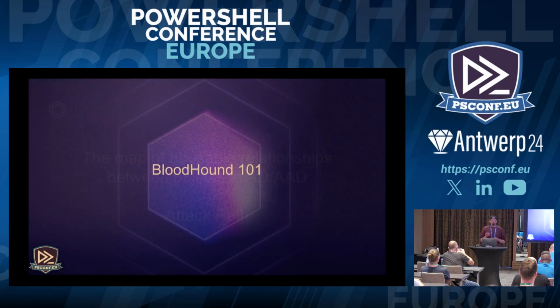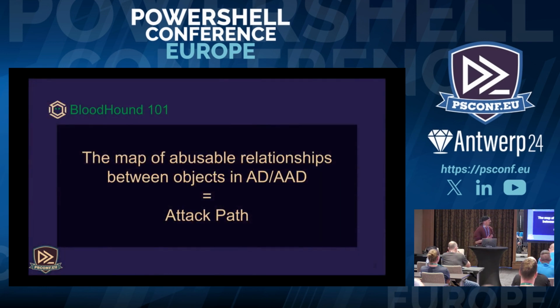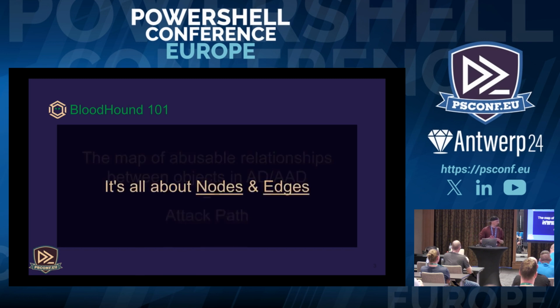So Bloodhound 101. What is Bloodhound? Bloodhound basically draws the map of all the abusable relationships between objects in AD and in Entra ID. That's what we call an attack path. And not only does Bloodhound do it on-premise, but also now for Azure objects and relationships.